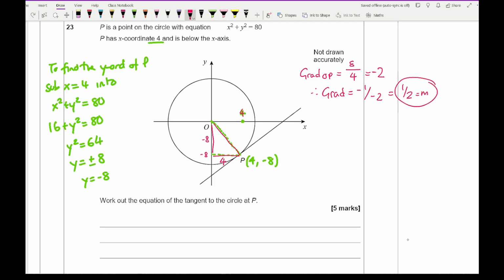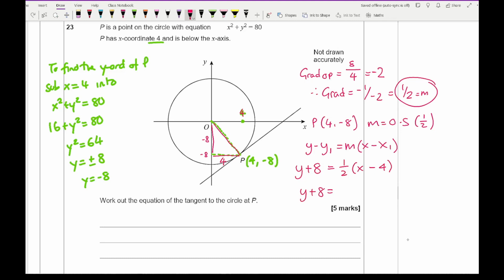Then using the coordinates of P, which is 4, minus 8, and m equals 0.5 or a half, whichever floats your boat, I can then use y minus y1 equals m(x minus x1) to work out the equation of the tangent. So it's going to be y plus 8, because minus minus 8 is plus 8, equals a half (x minus 4). Then if I expand it out, I get y plus 8 equals a half x minus 2, because a half times 4 is 2. Then take the 8 over, so you get y equals a half x minus 10, and there is my answer for that one.